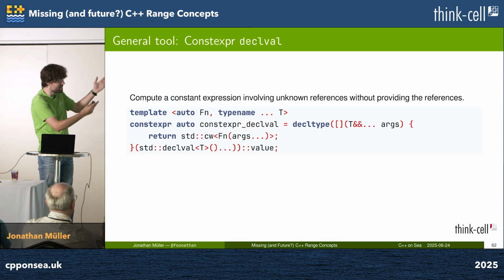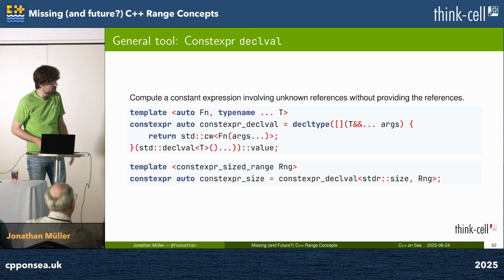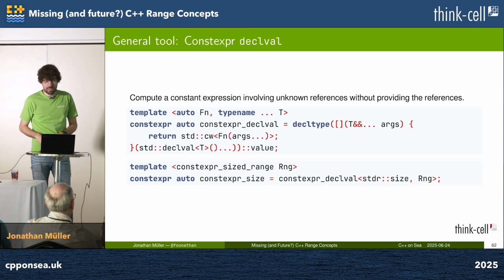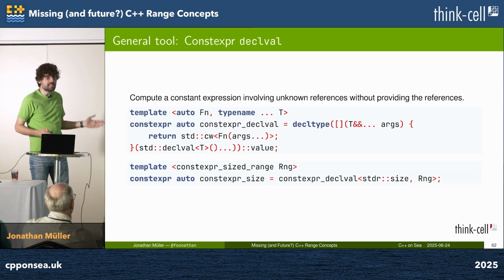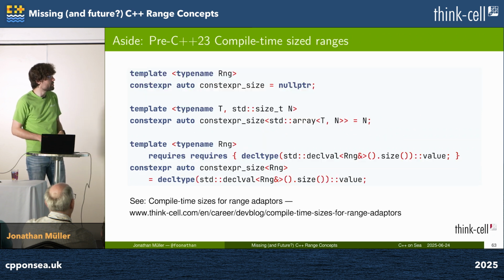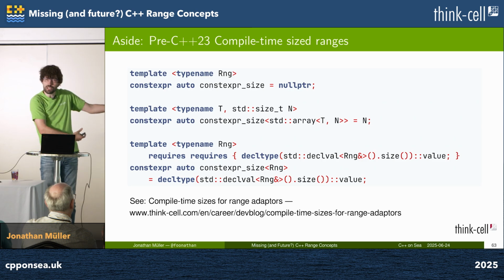For this talk, I'm going to use this helper function, which generalizes this pattern. It just invokes a function with some arguments and then does the same trick, but general. And then we can just say const-size is const-declval of std size of the range. So it just invokes std size with a fake reference on range, and then we get the type out of there. Anyways, this is C++26. I had to do that before C++26, which is also possible. It's just more annoying. So what we have is a const-size customization point that you can specialize based on various types.